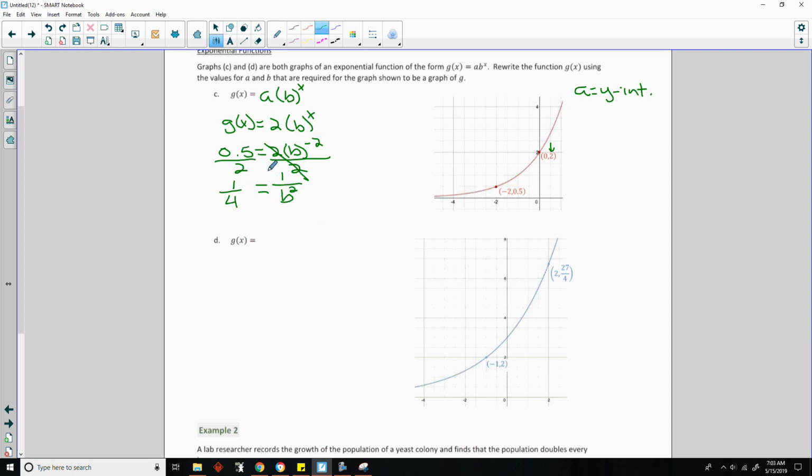Okay, so now I have a 1 equal to a 1. So this tells me that b squared has to equal 4. And when I take the square root of both sides, then b equals 2. So my equation is going to be g of x equals 2 to the x.